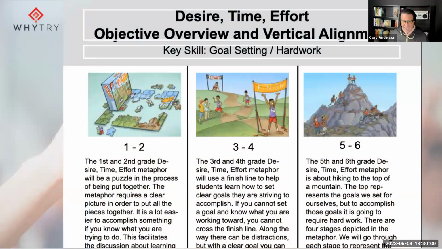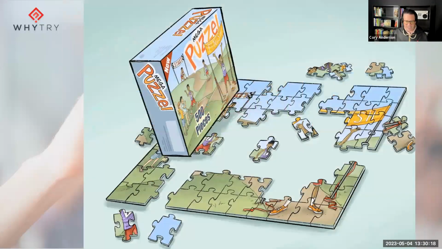Next up, we have the unit called Desire, Time, and Effort. This is all about goal setting and hard work. In our early grades, first and second, we teach just the idea of daily goals. And think about a puzzle, right? It is very hard to put a puzzle together if you don't have an idea of what it looks like beforehand. And we use that metaphor to teach the importance of learning what a goal is, what you're trying to achieve in any given moment.